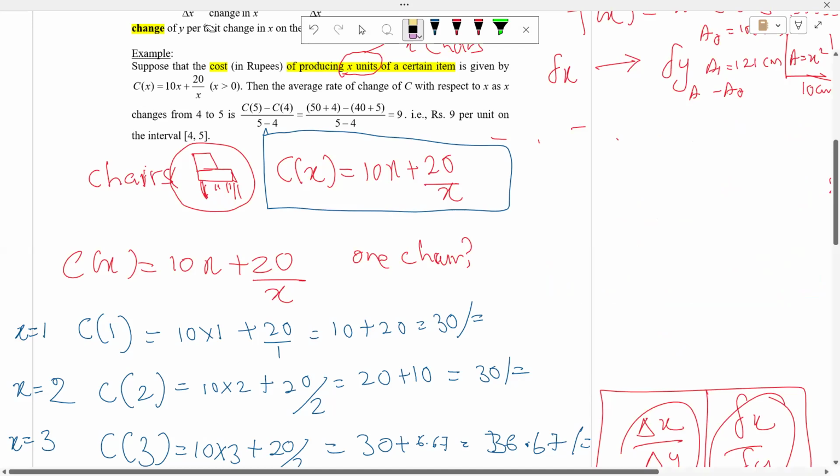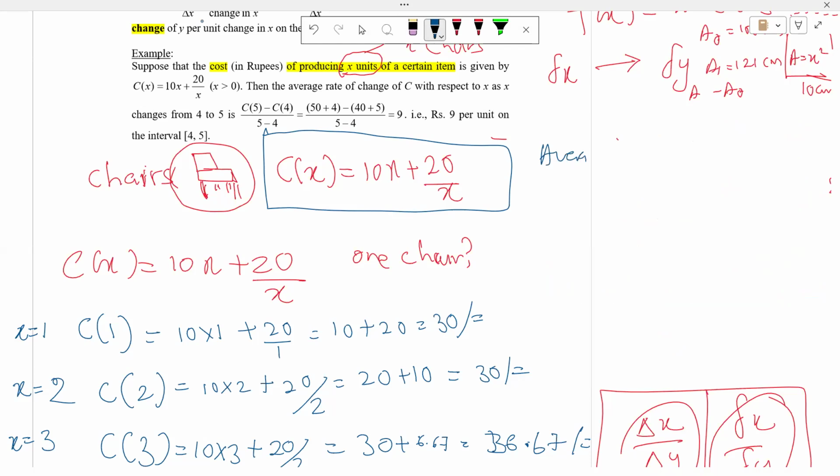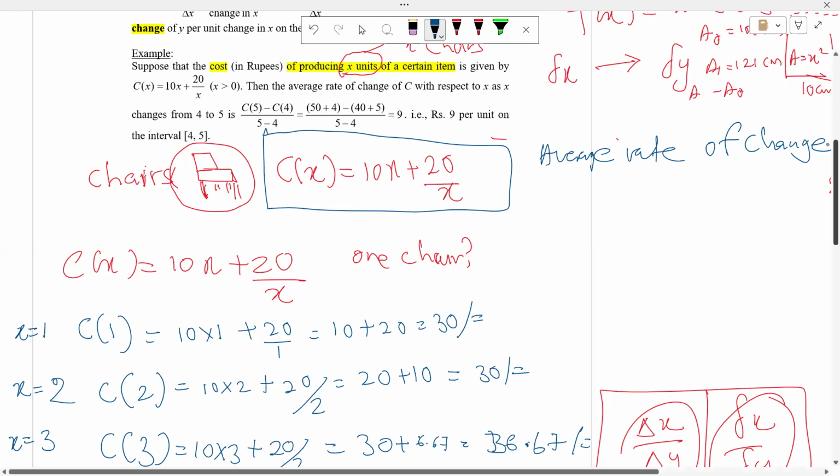Okay, now they are asking, right? What is the average rate of change? Manufacturing 4 units and 5 units, 4 units to 5 units, right? So they are asking what is the average rate of change. It means what is the change that happens in the manufacturing cost if they manufacture 4 chairs and 5 chairs, right? So how to do that?